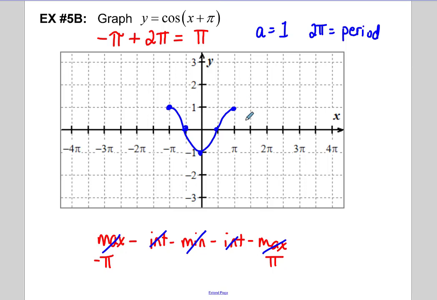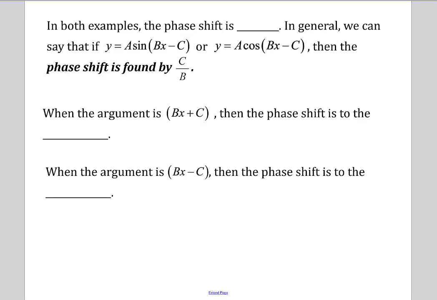And again, switching colors, we're going to have max, intercept, min, intercept, max, intercept, min. And you can fill in that graph paper with an oscillating function, and in the other direction too, and graph more than one complete revolution. So again, summarizing, in both examples, the phase shift is pi. It won't always be that way, but these are our basic ones to start.